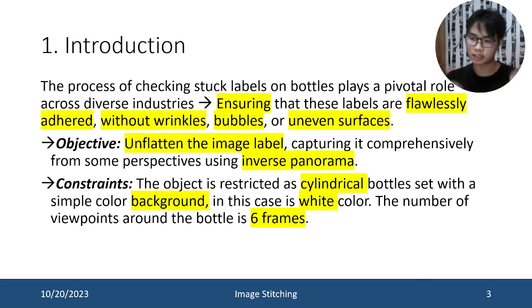When we start the project, we have to maintain some constraints. That is, the object is restricted to a cylindrical bottle with a simple color background. In the background here, we use the white color. The number of viewpoints around the bottle is 4 or 6 frames.